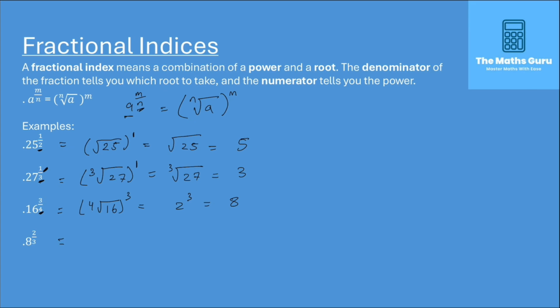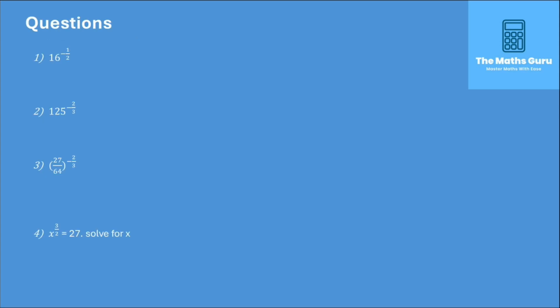Then looking at this one, we have to take the 3rd root, so the cube root of our 8, close the brackets and square it. So cube root of 8 is going to be 2 squared, because that's our numerator, is going to give us an answer of 4. Okay, moving on to questions where they ask us to mix the two topics.